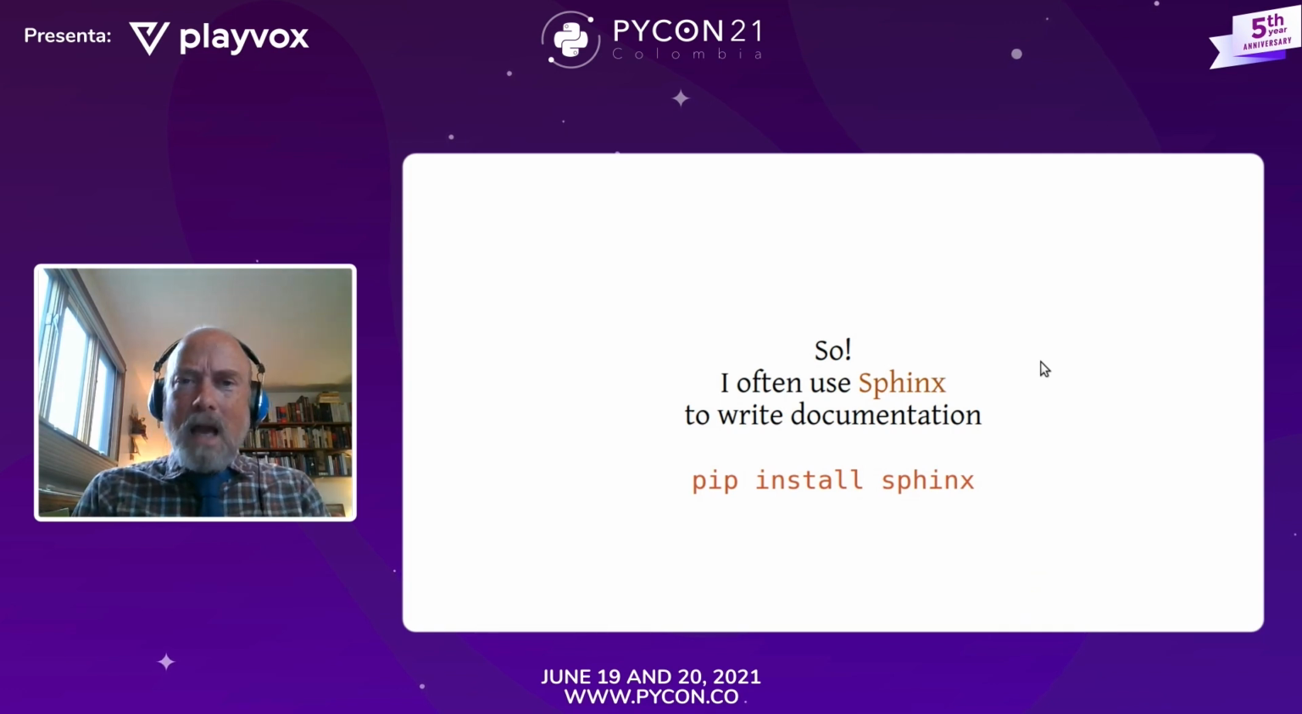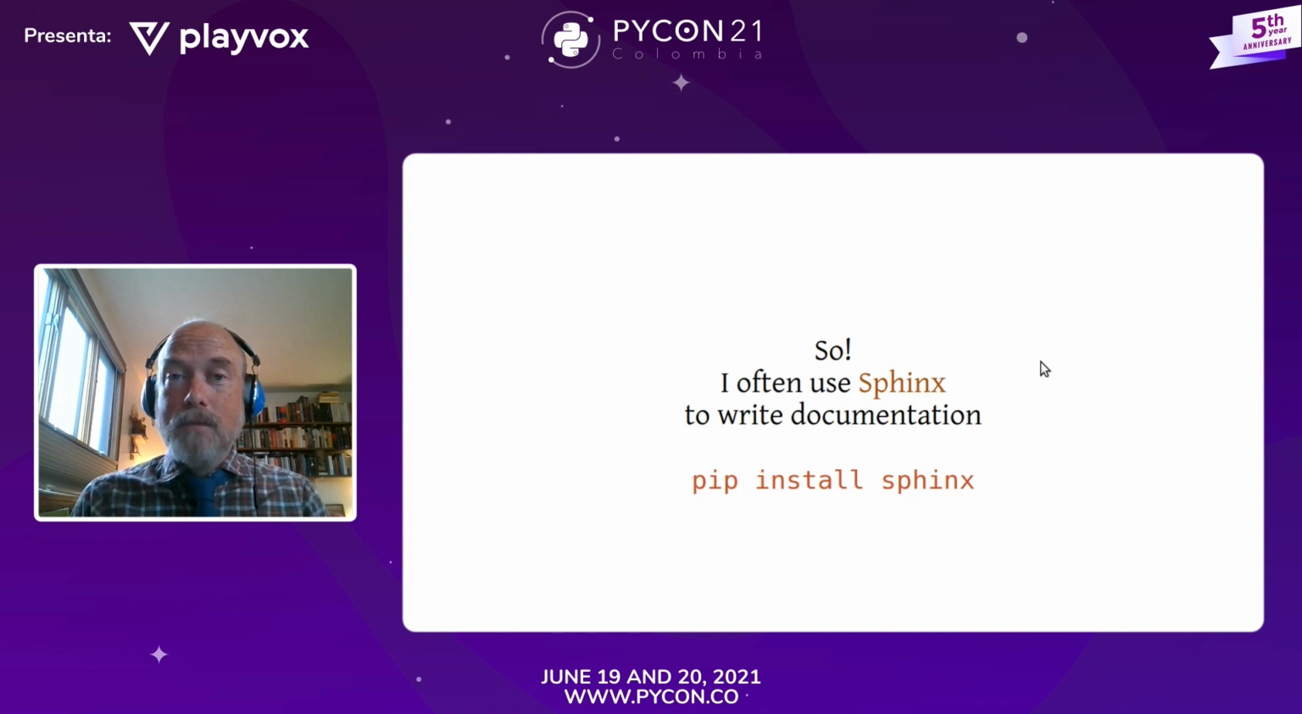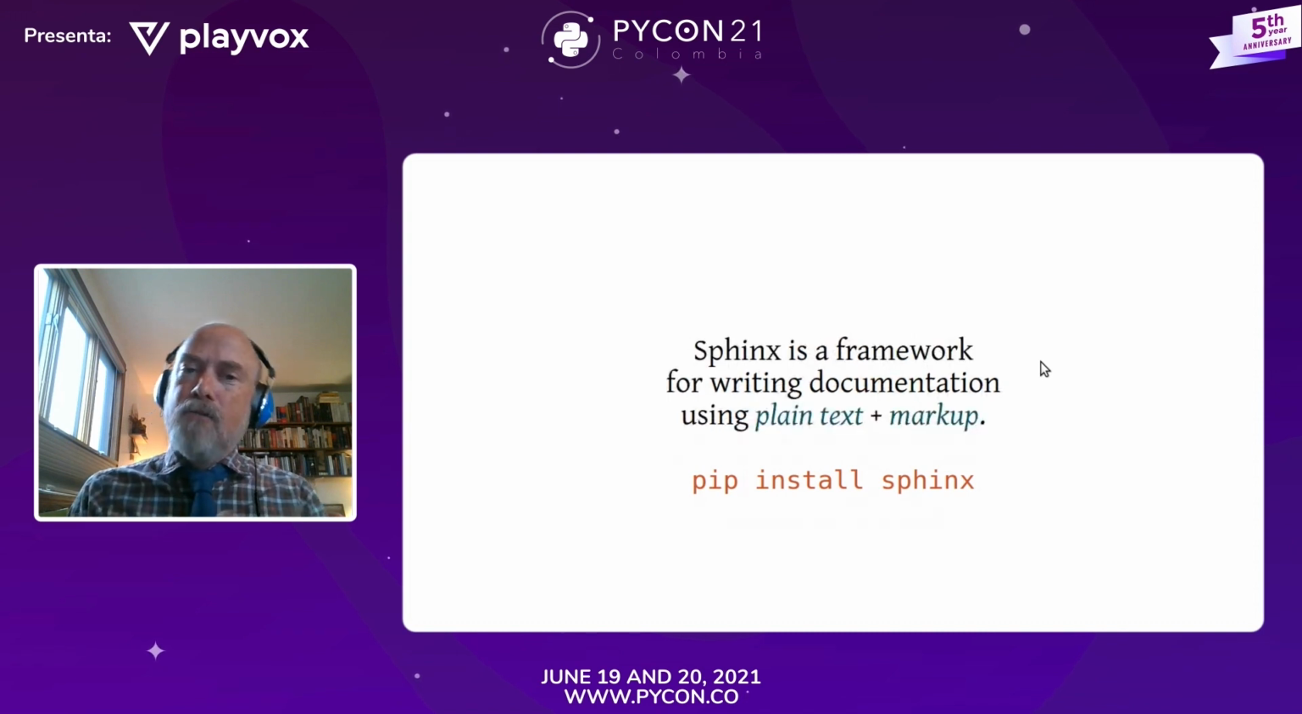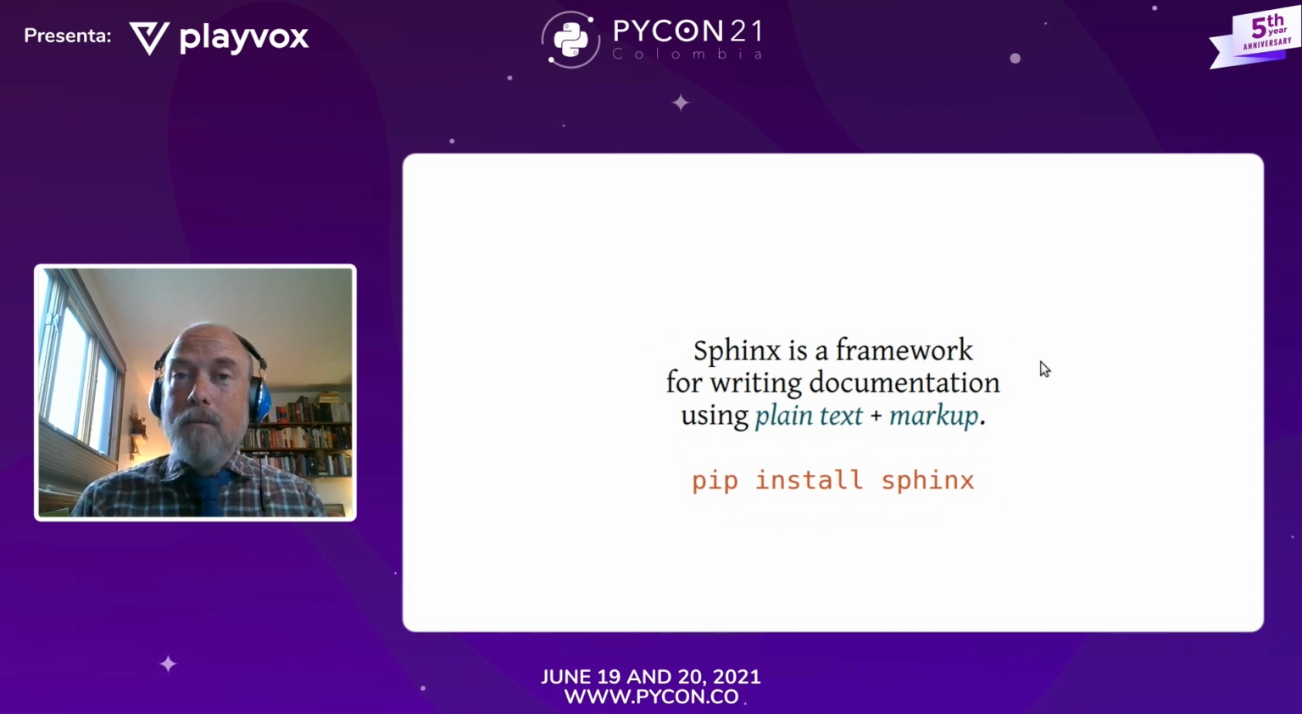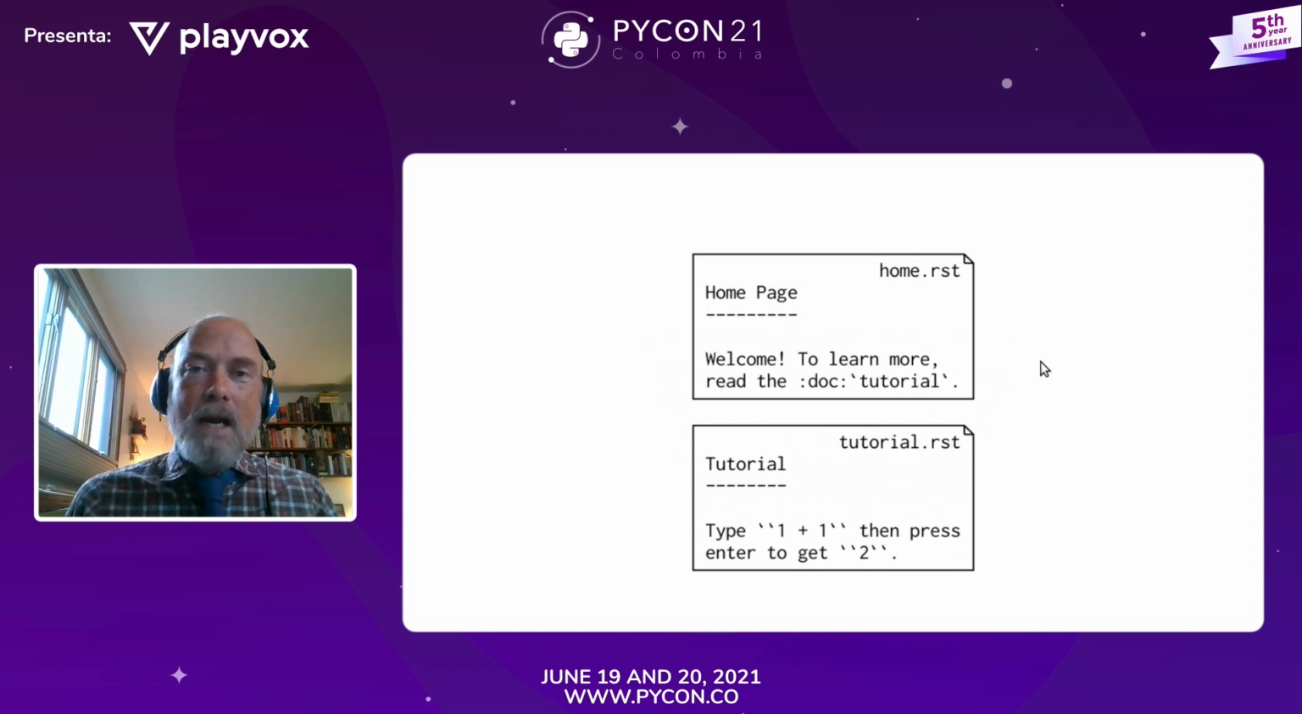So I often use Sphinx to write documentation. Sphinx is a framework for writing documentation using plain text plus markup where you want bold or italics or a link to another document. Plain text and markup makes it really easy to write and author documents. They might look like this.